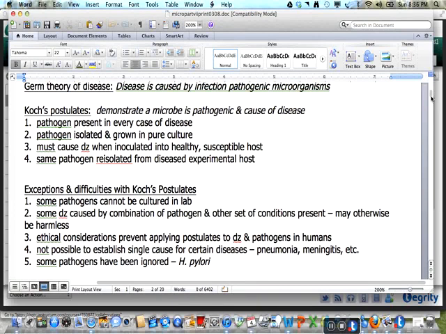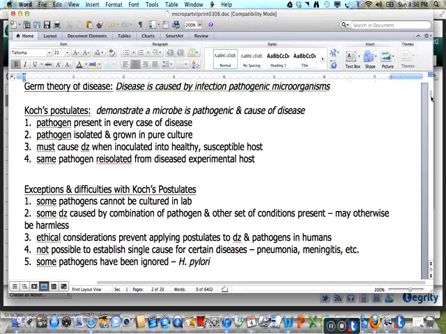Some pathogens cannot be cultured in the lab, and in some cases only because they are too delicate. Some are caused by a combination of a pathogen and other sets of conditions where they may otherwise be harmless. This is the case with many opportunistic infections. It is unethical to apply all of the postulates, particularly to infect a healthy host just to confirm a pathogen.